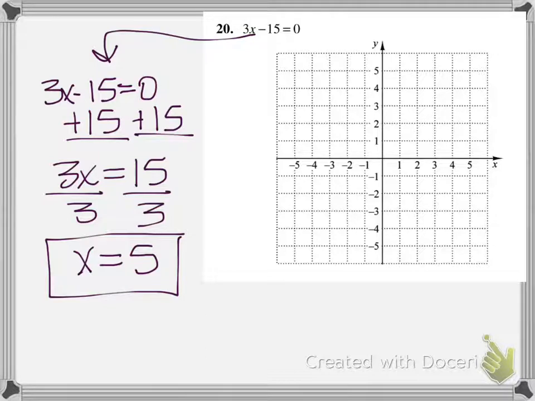That means I have an x-intercept, which means it has to cross the x-axis at 5. So that means I have a vertical line at 5, because it has an x-intercept, it's crossing the x-axis. So again, if there's only one variable, solve for it, and then decide if it's a vertical line or a horizontal line.